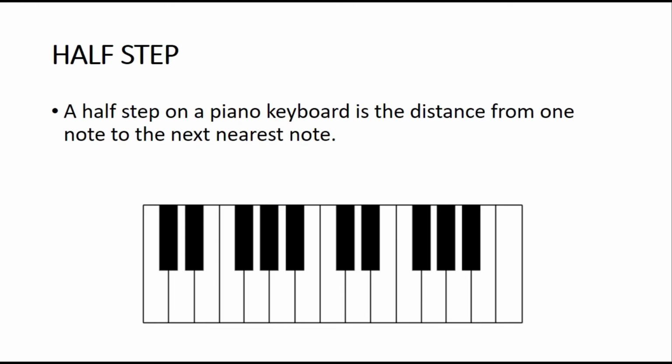Half step. A half step on a piano keyboard is the distance from one note to the next nearest note. For example, here we have a keyboard, a piano. Let's start with this note and the next one. So from this note will be E, and the next will be F. It's a short step that we have here in these two notes. So we have a half step because it's the nearest note.